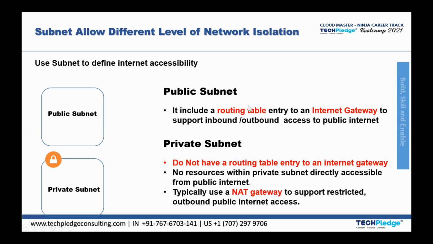Every public subnet and every private subnet will have its own IP. That is called public IP and private IP. Same. Just take a look at this one. Do not have a routing table entry to an internet gateway. Now this is where the catch comes in.